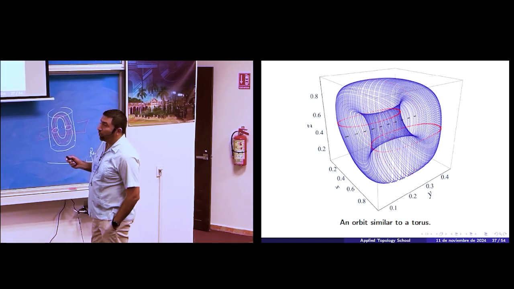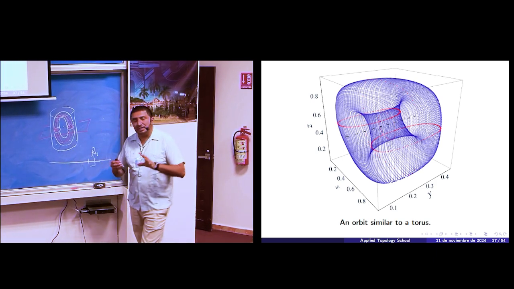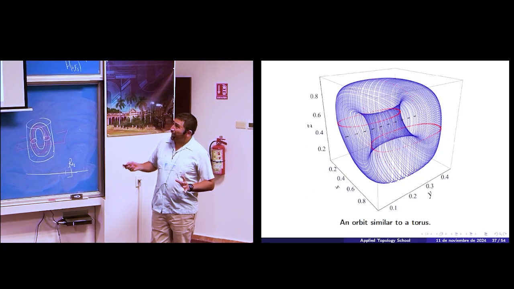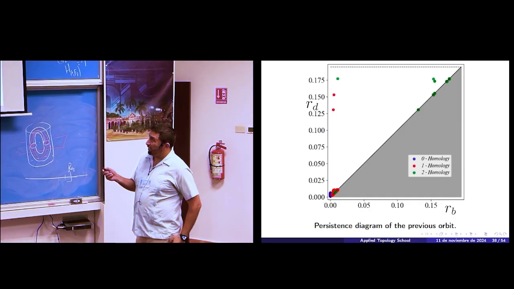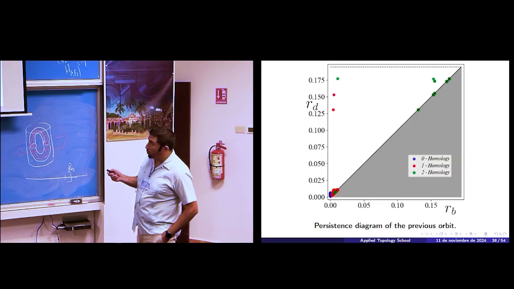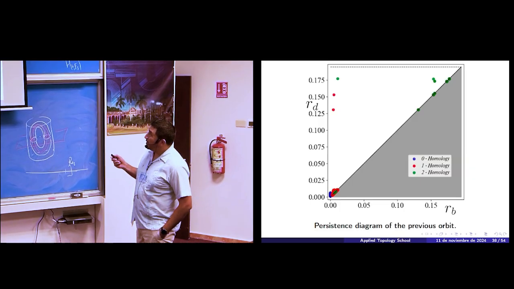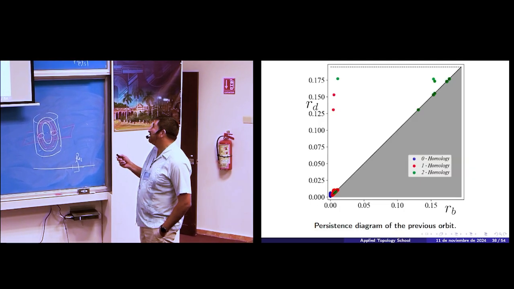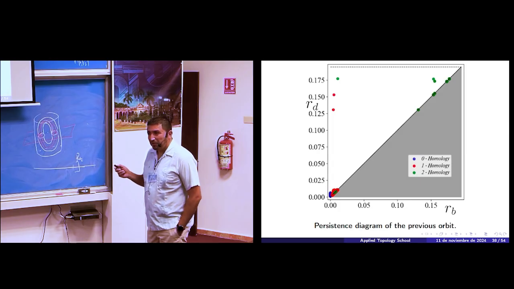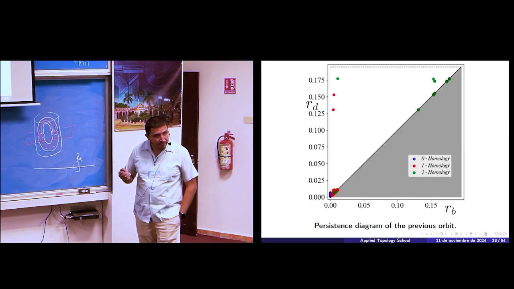For example, this is an orbit which looks like a torus, and the persistence diagram is this, obviously. This part is the part of the torus, the one-homology and the two-homology. But this part is a little curious, no? What do you think this part is?